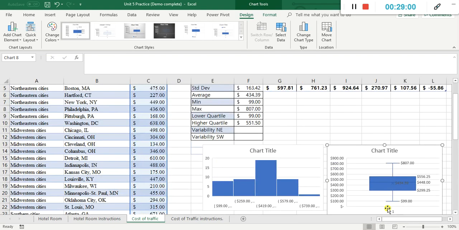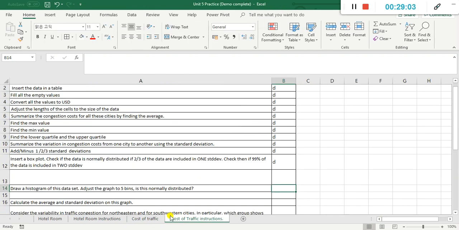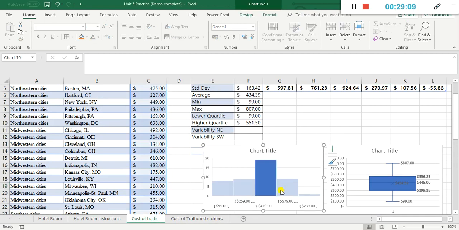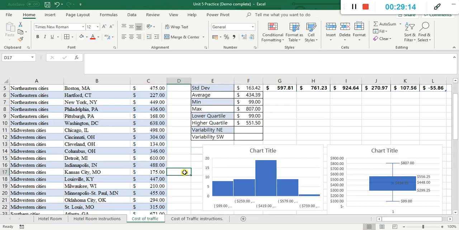Okay, so now in this case it was asking us to do 5 bins. It automatically gave me 5 bins. So 1, 2, 3, 4, and 5. Do I have them? Is it normally distributed? Yes, it is.